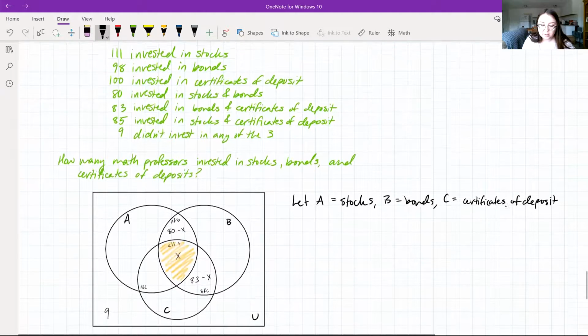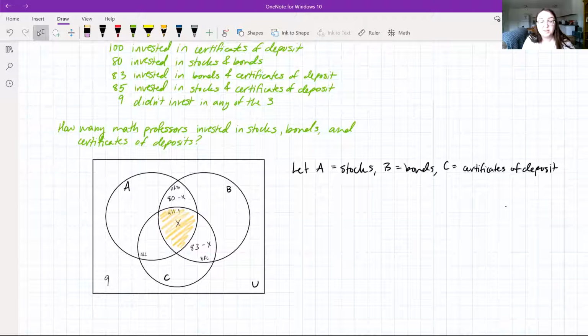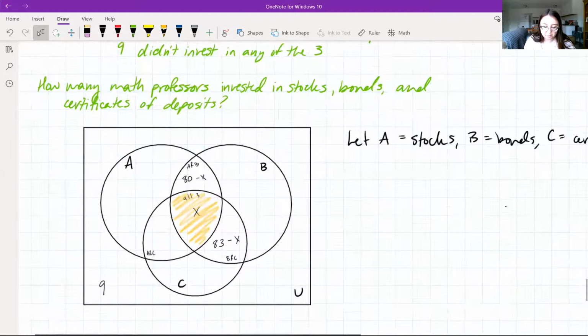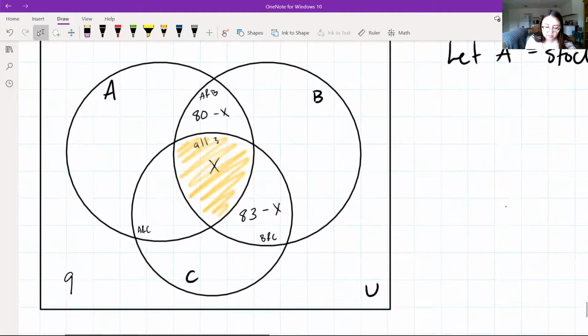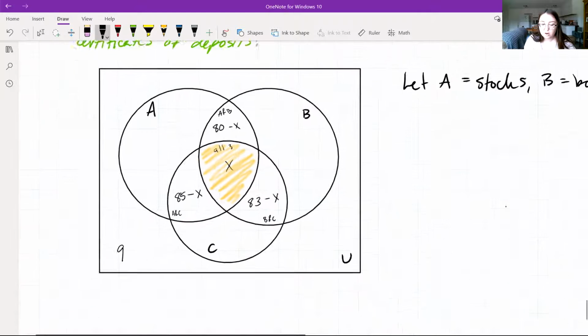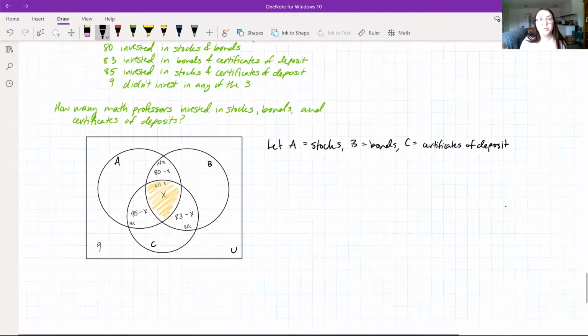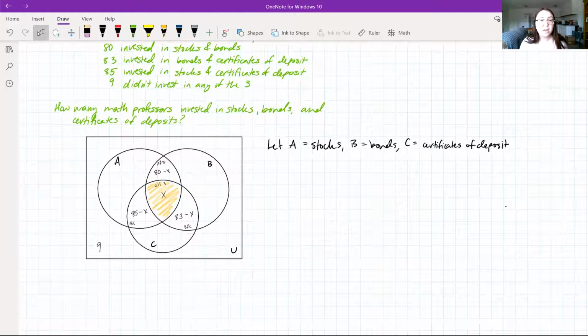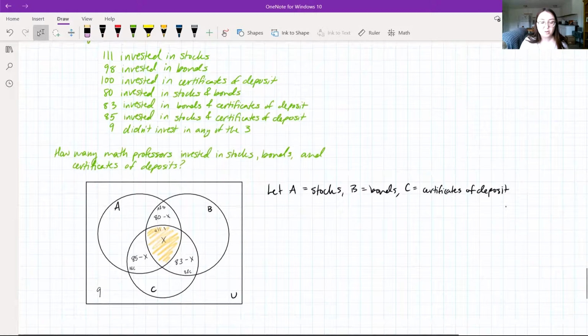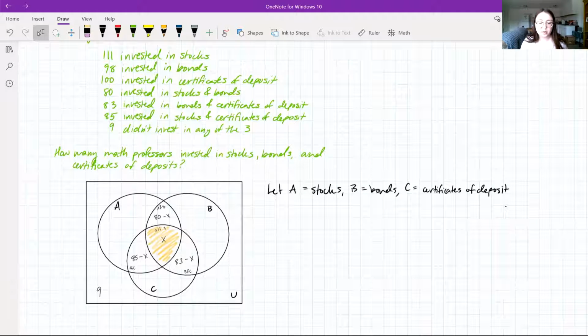Then we want to see who invested in stocks and certificates of deposit. It's going to be our sets of A and C. So we know it was 85 minus X. All right, so now we've determined those regions. Now we have to determine the regions of who just invested in stocks, who just invested in bonds, and who just invested in certificates of deposits.